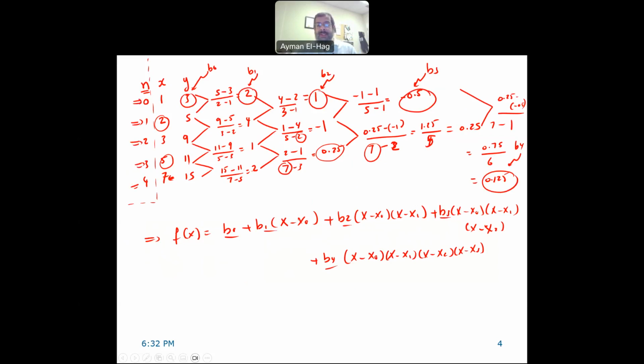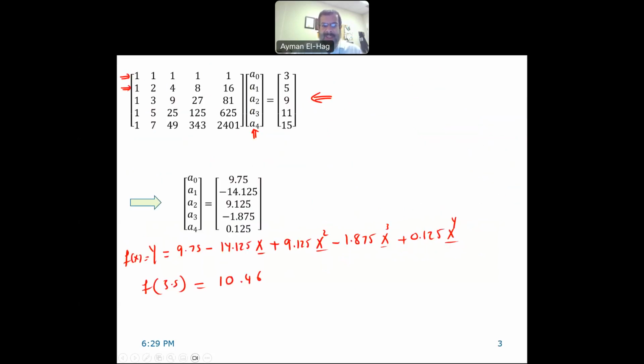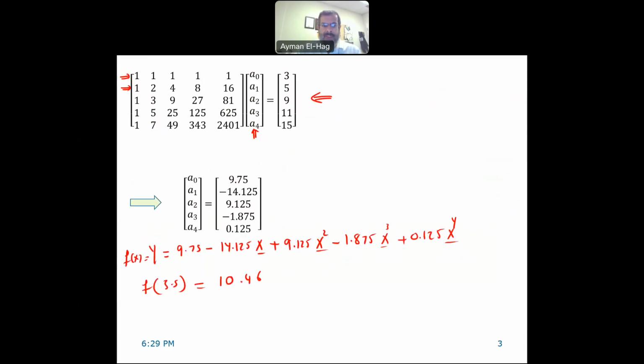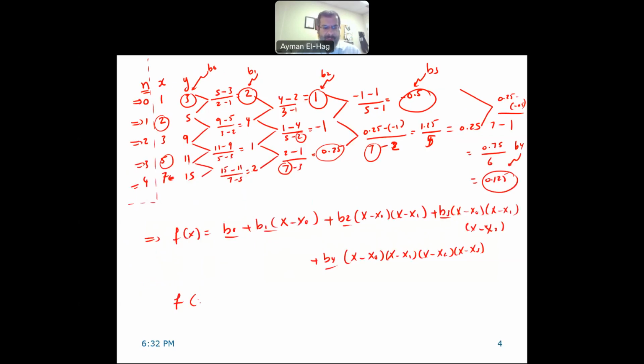Now, if you open this, you will get exactly the same as this function. And if you substitute your f of 3, as we found it here, 3.5, you will find this is exactly equal to 10.446. Okay, now let's move to the second question.